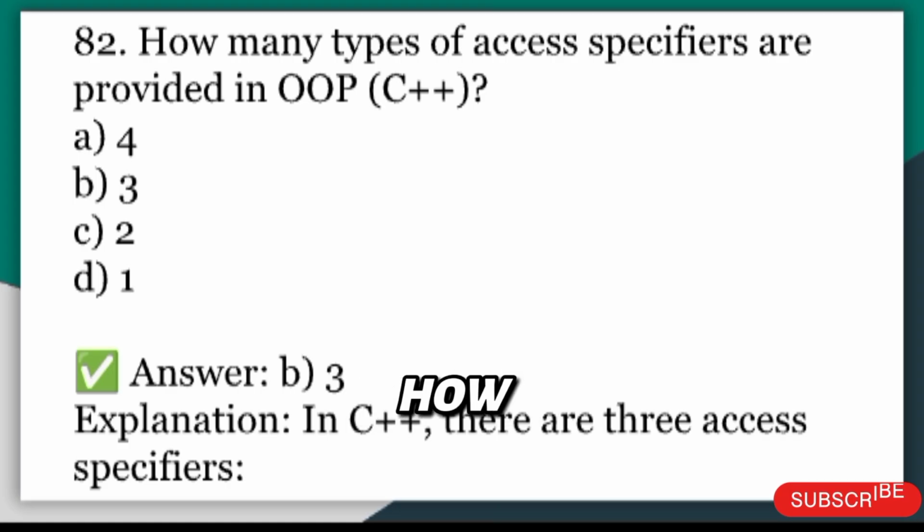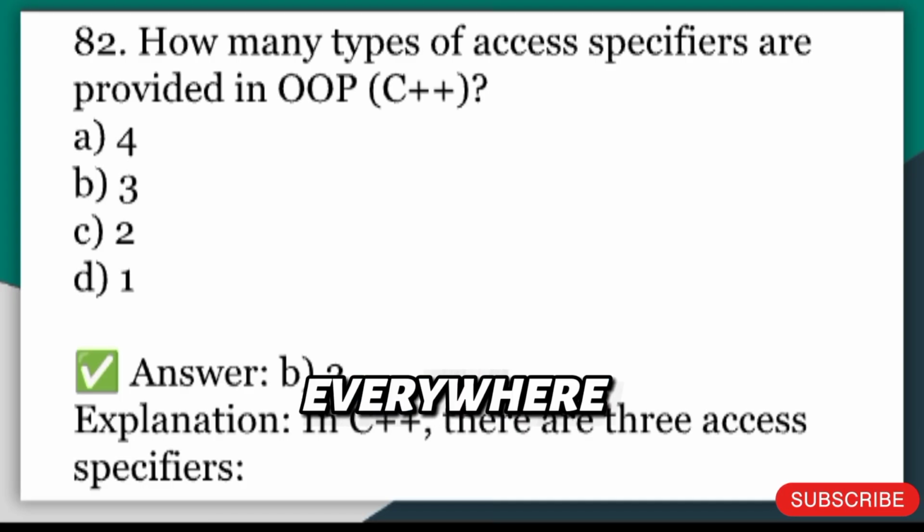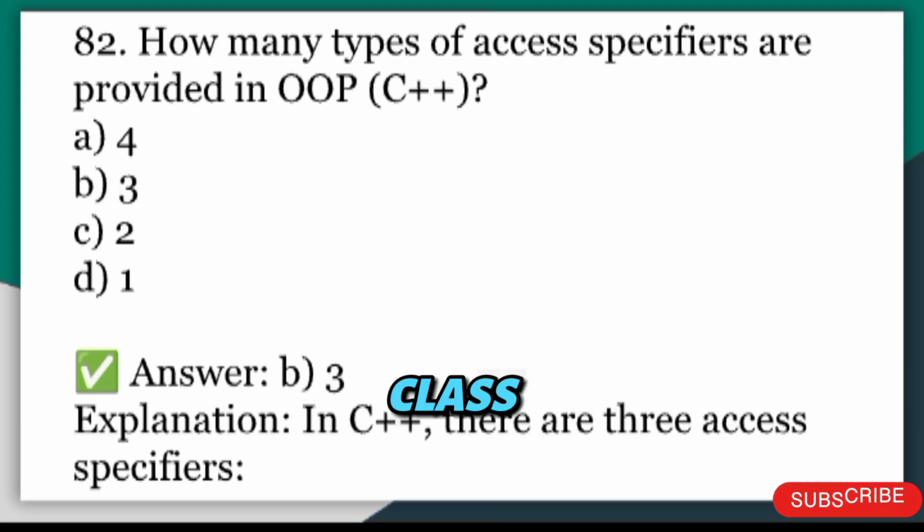They control how and where the members of a class can be accessed in the program. And these are public, private, and protected. Public is accessible everywhere. Private is accessible only inside the class. Protected is accessible inside the class plus derived classes.